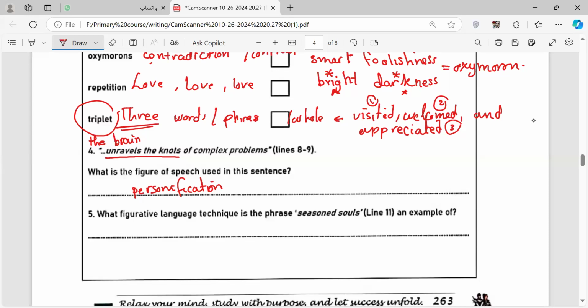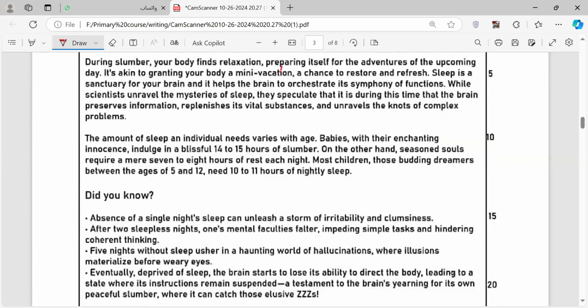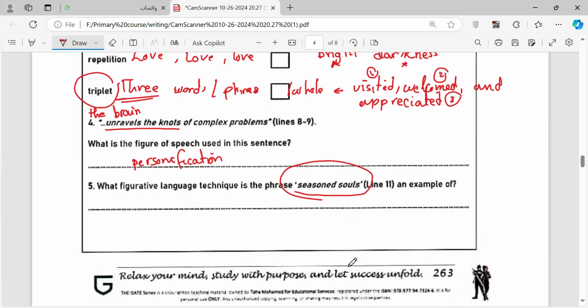Okay. What about seasoned souls? What figurative language is the phrase seasoned souls? This is on line 11. Where is line 11 here? This is 5, 10, here's 11. Alliteration or sibilance. We said this is one of the hissing sounds, repetition of the S in both words, season and soul. When there is a repetition in the S sound, this is sibilance. If the repetition is in the beginning of two words, it can also be alliteration, because sibilance is a kind of alliteration.